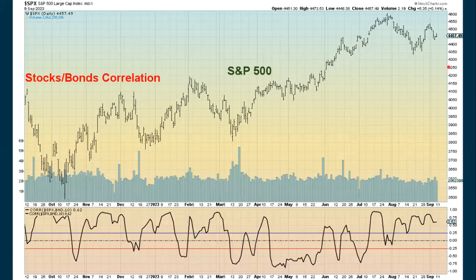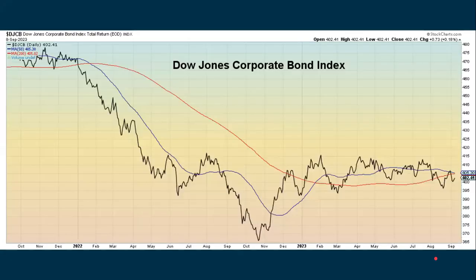Then we look at a correlation between stocks and bonds, and they're having a fairly strong tendency to go in the same direction. When we look at charts like this, when we're above 0.25 and rising, that means the two instruments that we're measuring are going in the same basic direction. When we drop below minus 0.25 and continue to fall, that means they're going in the opposite direction. We look at the Dow Jones Corporate Bond Index, which has really been chopping sideways enough now that we might see a death cross in this index very soon.